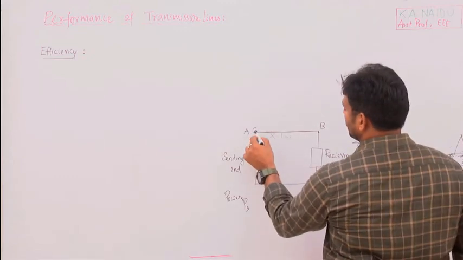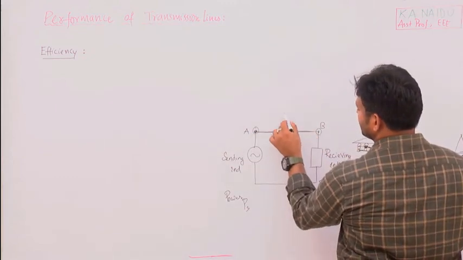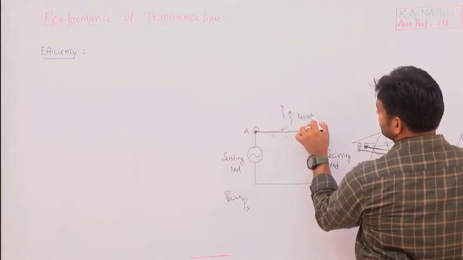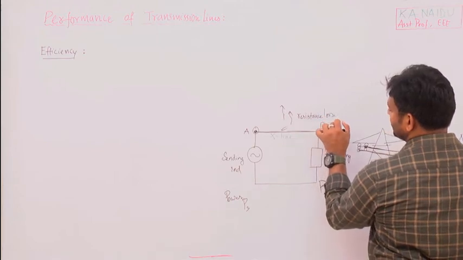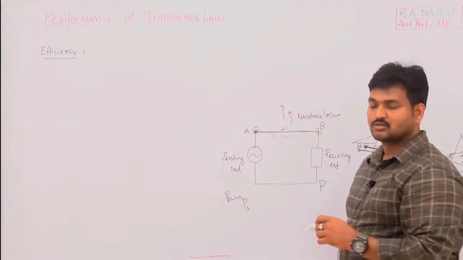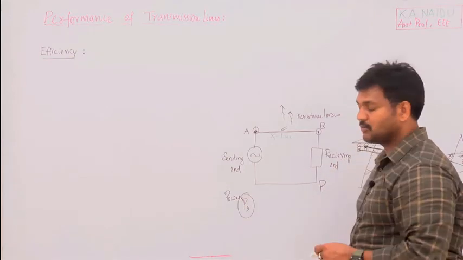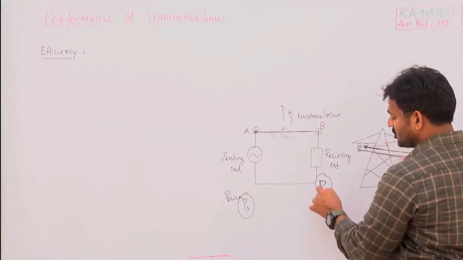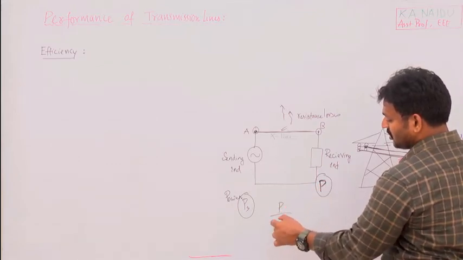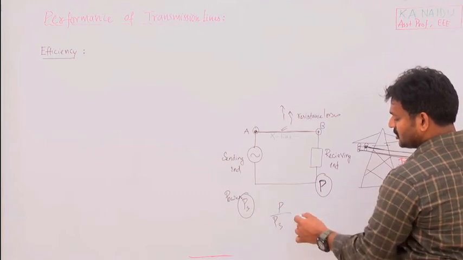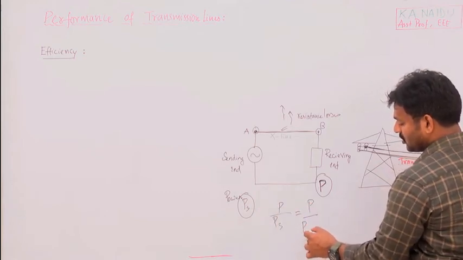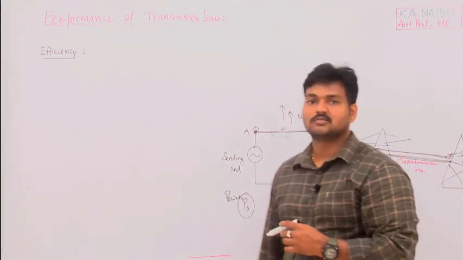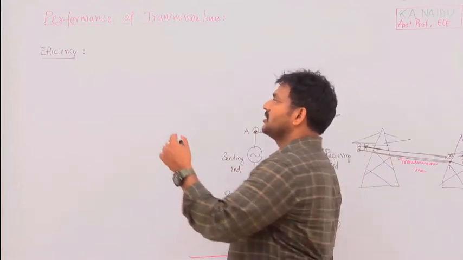So while transmitting power from point A to point B, there are some losses, some heat losses due to the resistance. There are some losses in this transmission line. So if you subtract those losses from the sending power, you get the power at the receiving end. Now efficiency is defined as the ratio of power at the receiving end upon power at the sending end. But this power at sending end is nothing but equal to power at receiving end plus whatever losses that are associated or dissipated in the transmission line.